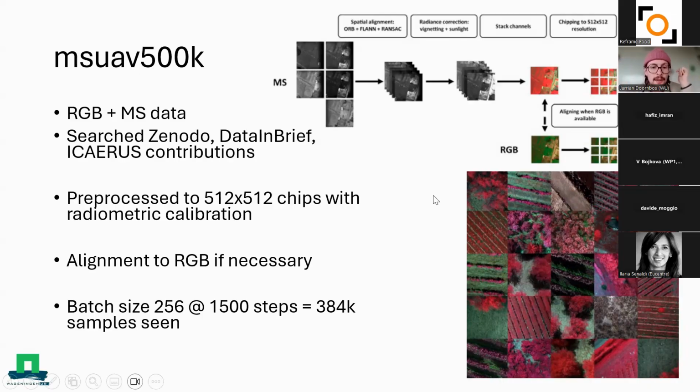I included it, and also a lot of online contributions that I just looked around for on Zenodo and on Data in Brief, resulting in like 500,000 images to pre-train my model on. I trained it on a batch size of 265 at the same time, trained for around 1,500 steps, so it's seen around 400,000 samples. So it hasn't even seen the full data set.